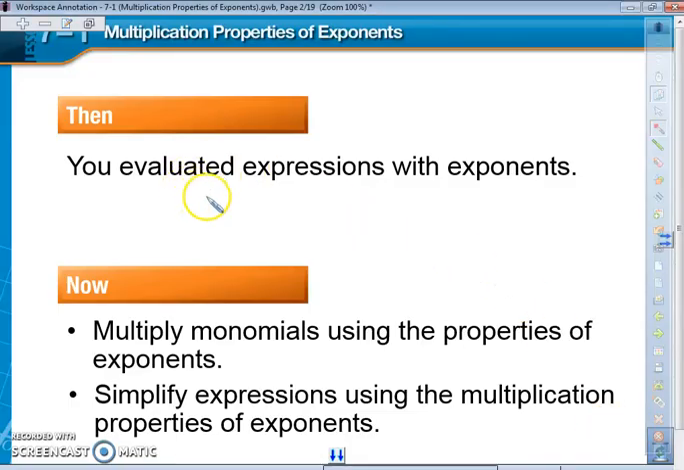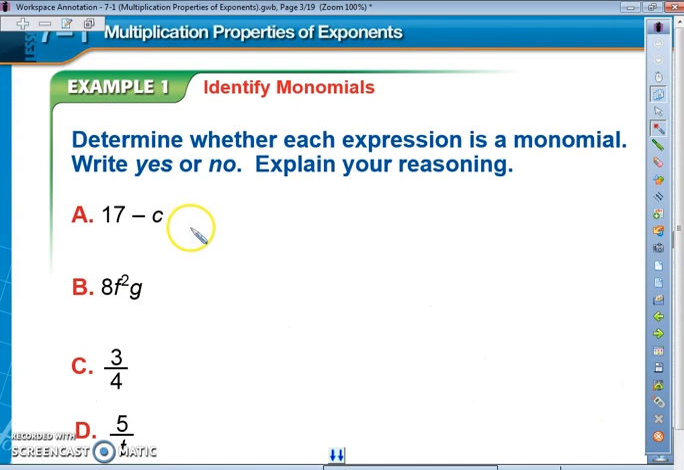All right, we've evaluated expressions with exponents. Basically, guys, we've looked at exponents. We've done some of that stuff. Now we're going to be multiplying some stuff out. All right, so we're going to be multiplying monomials. Think about that. Mono meaning one, okay? Well, first off, we've got to figure out what a monomial is. And so we're going to look at these right here. 17 minus c, is that one term? And when you think about monomial, it's just one term.